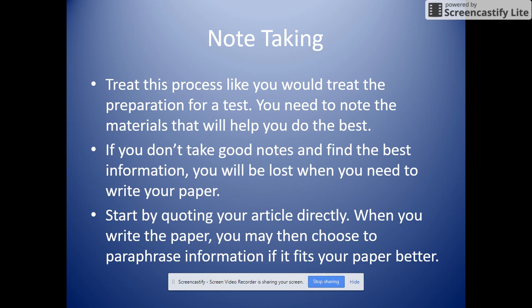The next thing, you need to treat this just like if you were preparing for a test. The test is going to be the overall paper. So if you're not taking good notes, you're probably not going to do well on the test. So just think about that. Okay. So make sure that you're starting off by just finding good direct quotes from your article to start with. And then when you get ready to write your paper, you may want to go back and paraphrase, and we'll kind of talk about what that means later. But I would start by pulling direct information from your articles first.